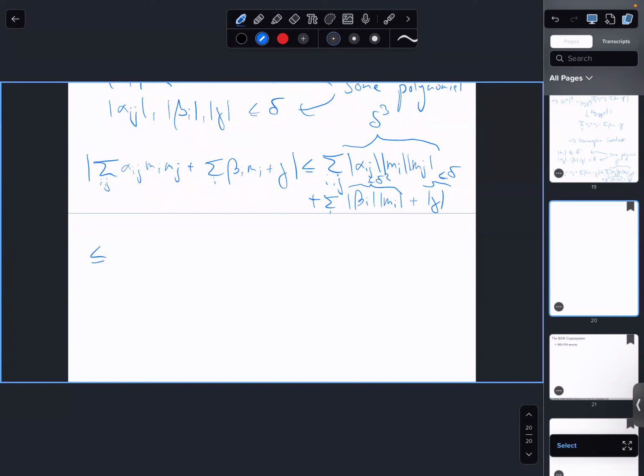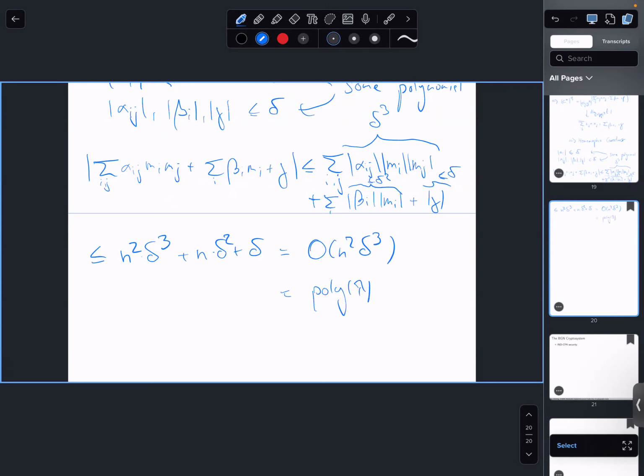So the overall thing is smaller than n squared delta to the 3 plus n times delta square plus delta, right? And let's be just very asymptotic. This is O of n squared delta to the 3. And n has to be a polynomial. We said delta is a polynomial. So this is poly lambda, okay?